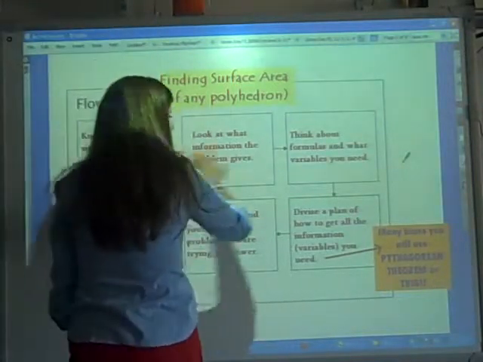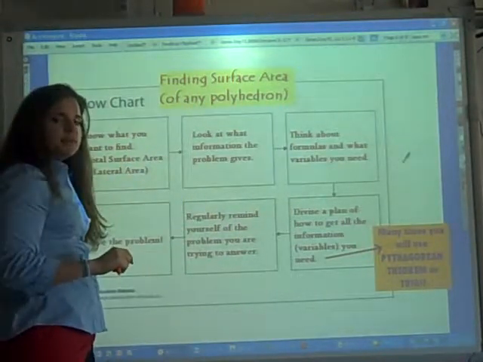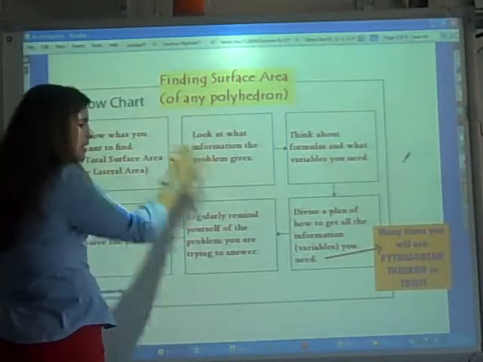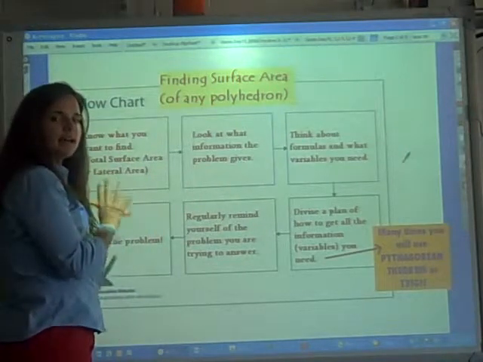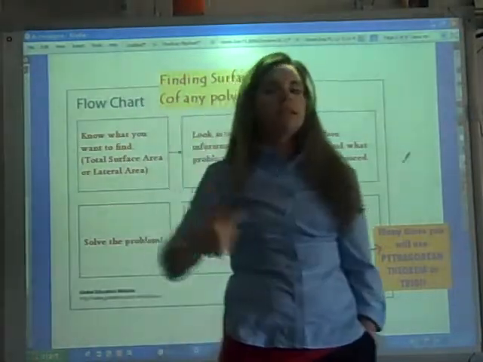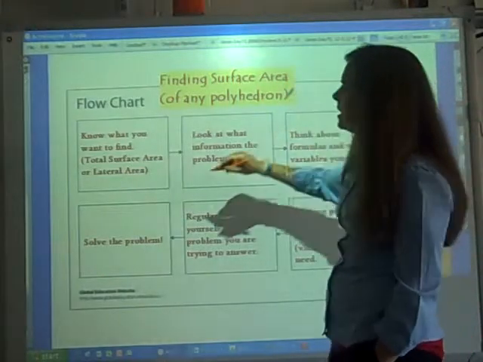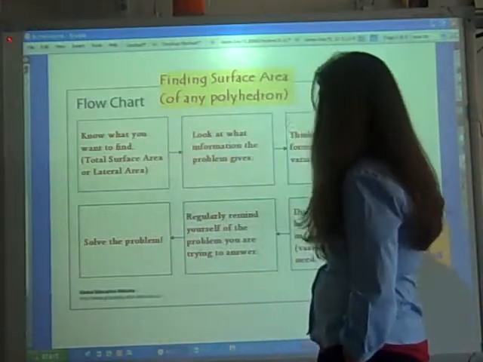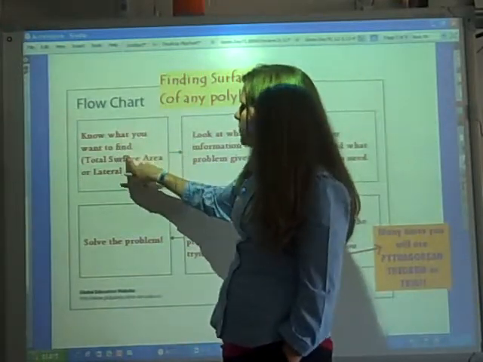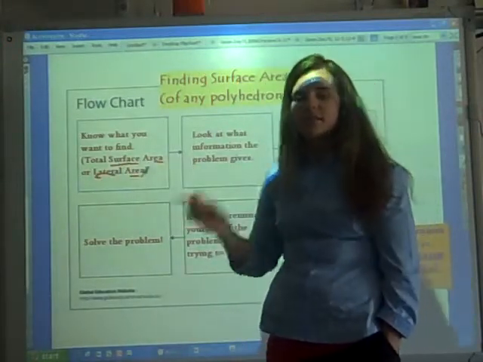That's great. What I want you to utilize this for, you have access to these videos, so at any time when you are working through examples or problems, you can come back and find this slide on your video. This is going to be what your thought process should be as you're thinking through how to do these. Finding the surface area of any polyhedron, here's a flow chart that's just going to help us think through how to solve these problems. First one, know what you want to find. Is it the total surface area or is it the lateral area? Very important. There's a big difference.